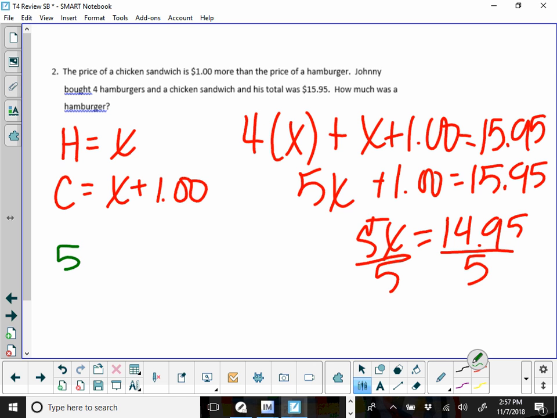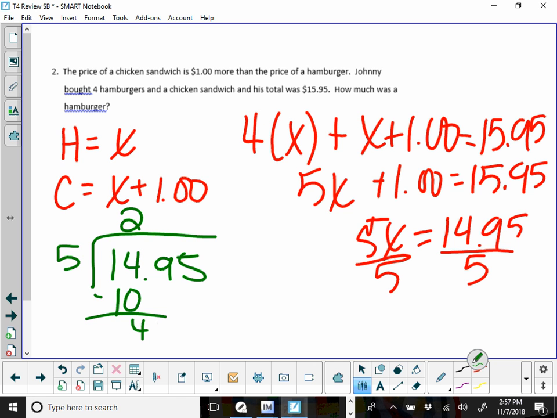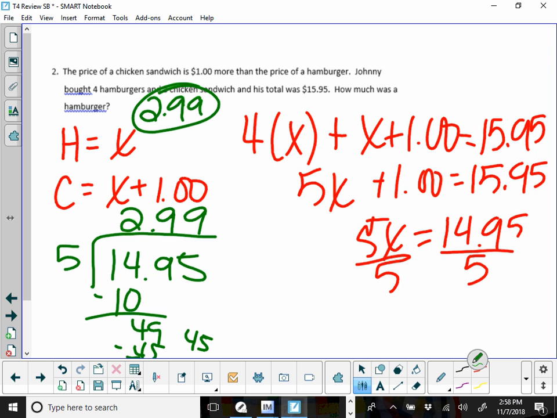So 5 into $14.95. So 5 goes into 14 twice. 5 goes into 49 9 times. That gives me 45, and that gives me another 45 left over. So $2.99 is your X, which is your hamburger. And it asks for the hamburger price, so our answer is simply the $2.99. If it asked for the chicken sandwich, you would add $1 and it would be $3.99.